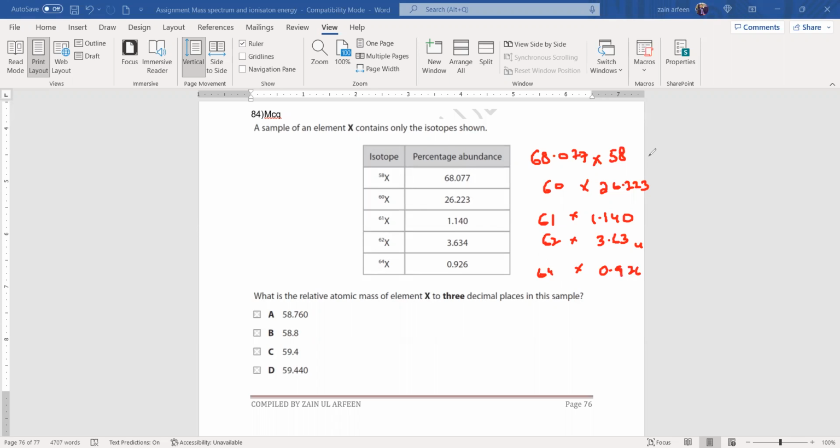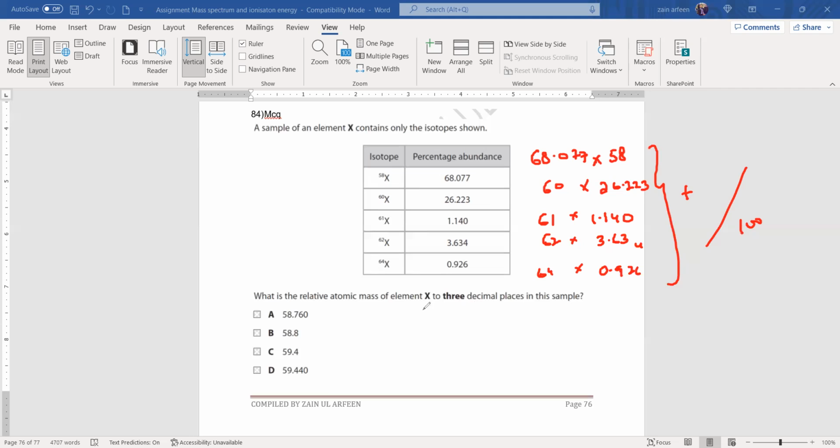0.926. And after solving, we'll sum them, and after addition we divide by 100. For each one, we multiply the percentage of the isotope by its mass, plus the percentage of the second isotope multiplied by its mass, and so on till we have the five isotopes in this example. We add all of them after solving and then divide by 100.